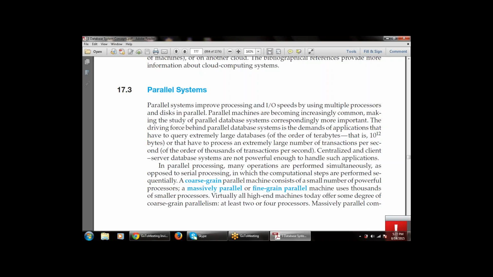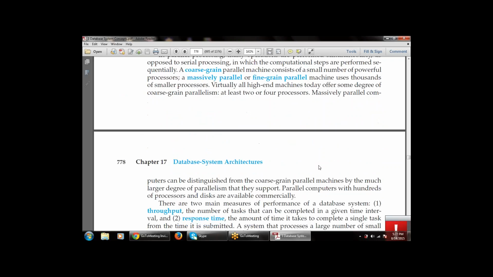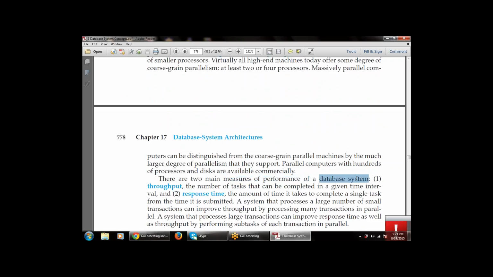A coarse-grained parallel machine consists of a small number of powerful processors. A massively parallel or fine-grained parallel machine uses thousands of smaller processors. Virtually all high-end machines today offer some degree of coarse-grained parallelism, at least 2 or 4 processors. Massively parallel computers can be distinguished from coarse-grained parallel machines by the much larger degree of parallelism that they support.